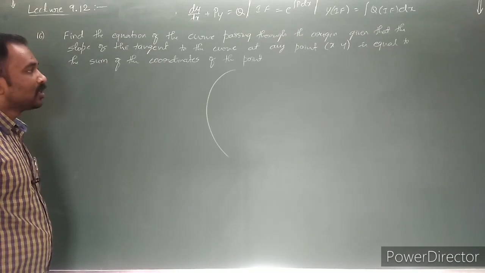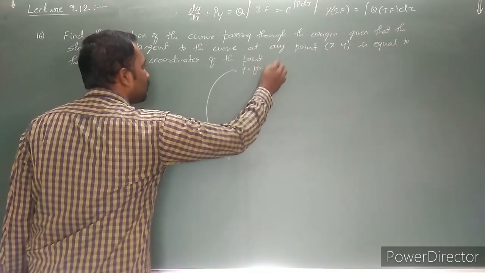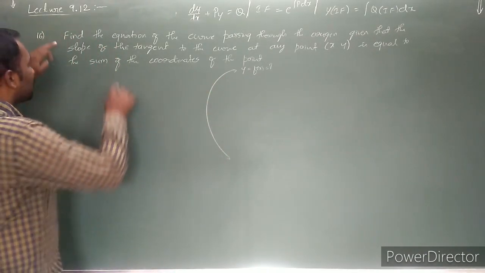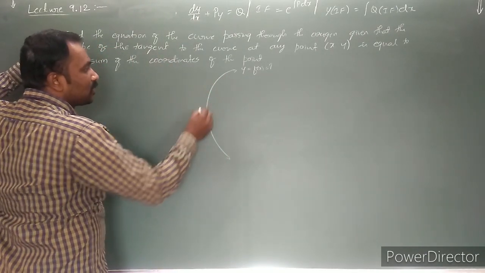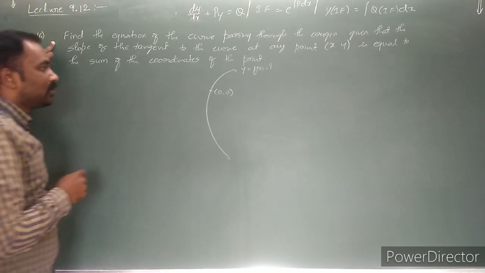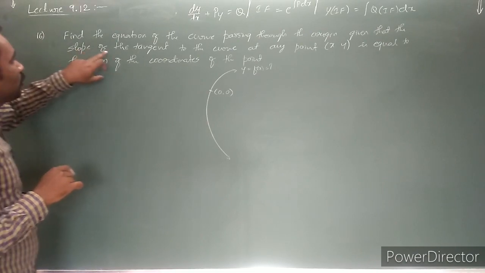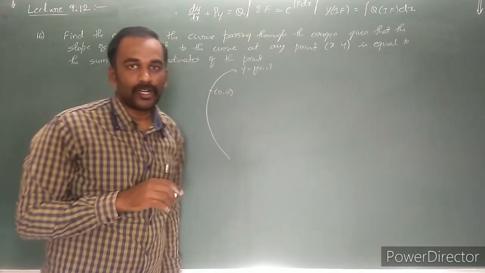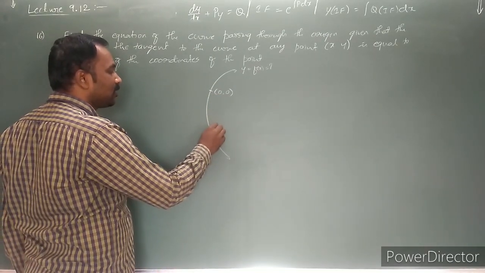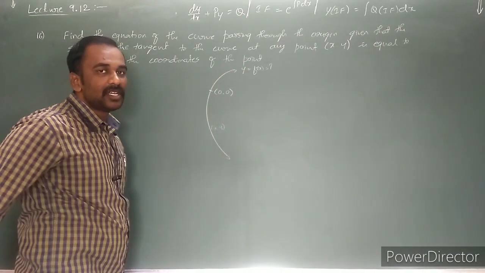Suppose this is the curve. We need to find the equation of this curve, y is equal to f of x. To find this curve, what is the condition now given? Okay, check it. Find the equation of the curve passing through the origin. This curve passes through the origin. The coordinate of the origin is 0, 0. Given that the slope of the tangent to the curve at any point x, y. This is the fixed point 0, 0. Any point is nothing but x, y, a general point which satisfies all the points of the curve.